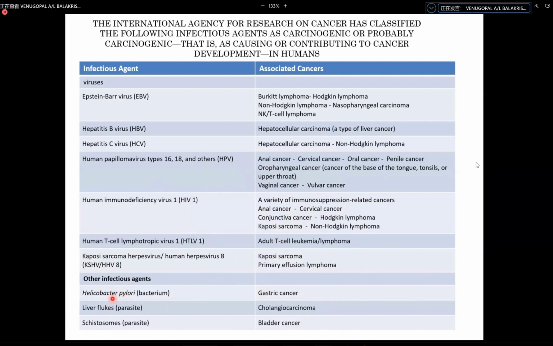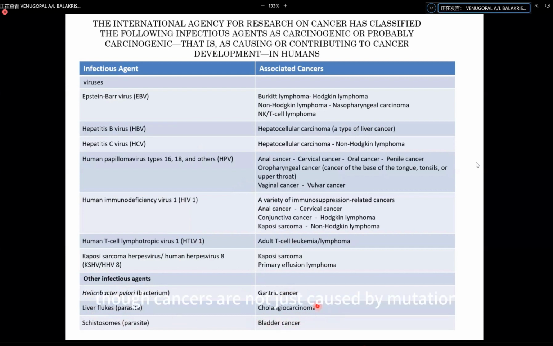You see, Helicobacter pylori, which is not a virus. Virus is the main one. If you look here, virus is the main one. There are also a few other types. This is just an example, not exhaustive. Helicobacter pylori can cause gastric cancer. Liver flukes, which are parasites, can cause cholangiocarcinoma. Schistosomes can cause bladder cancer.